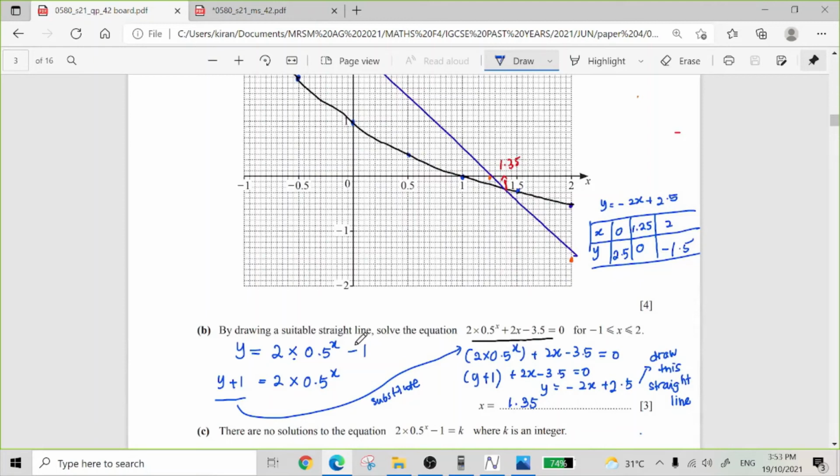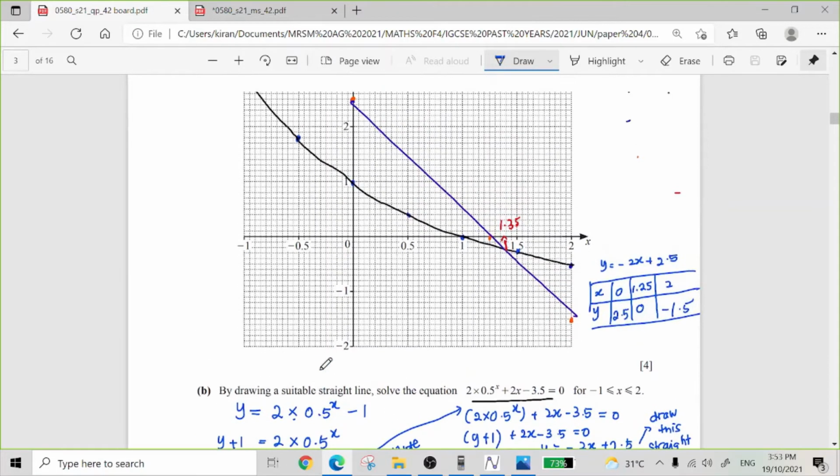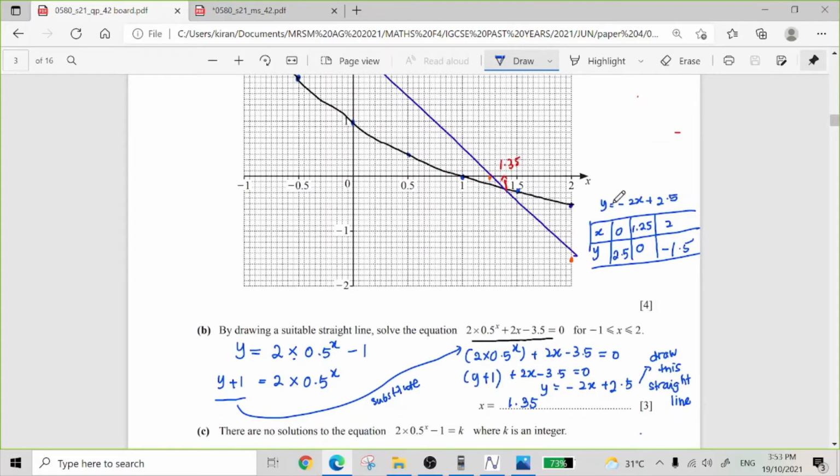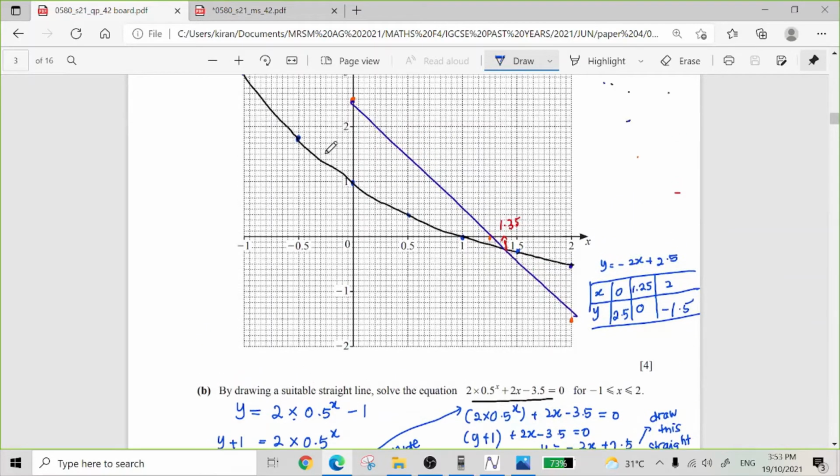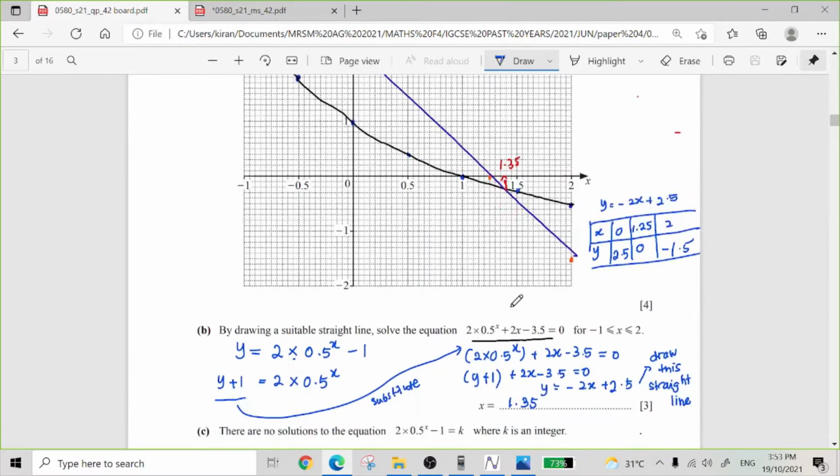By drawing a suitable straight line, solve the equation 2 times 0.5 to the power of x plus 2x minus 3.5 equal to 0 for negative 1 until 2. Okay, for this part we know that the graph, the original graph, okay, bila drawing suitable line ni, maknanya kita kena draw another line on the same axis. Maknanya kita tumpang lukis di atas axis yang sama. Okay, so sekarang ni dia nak solve this equation.